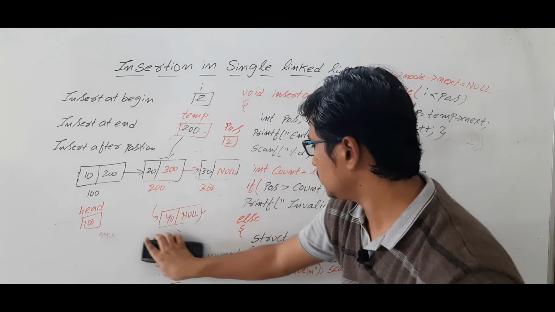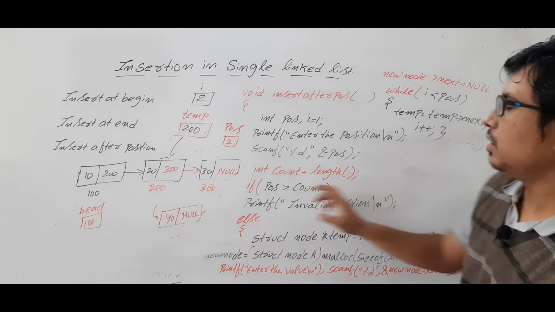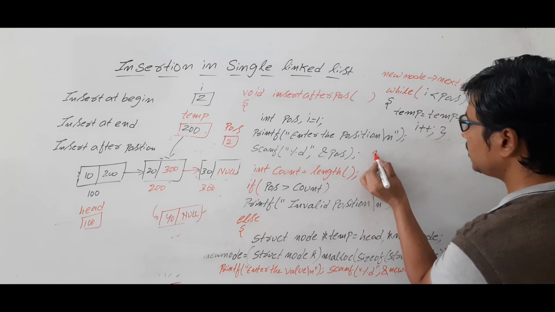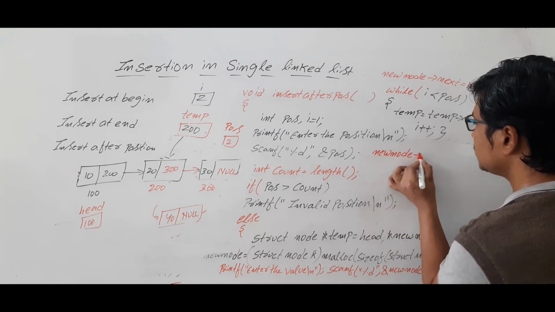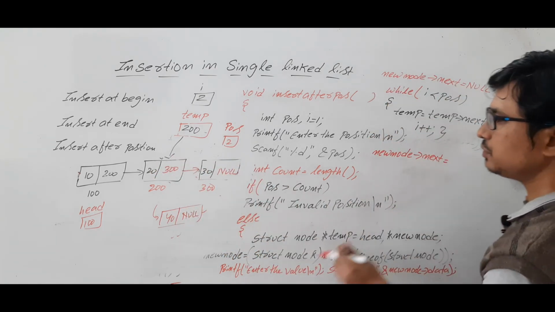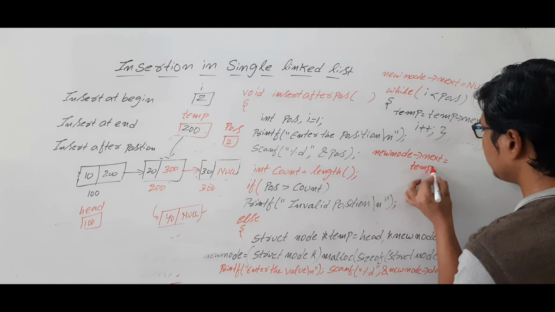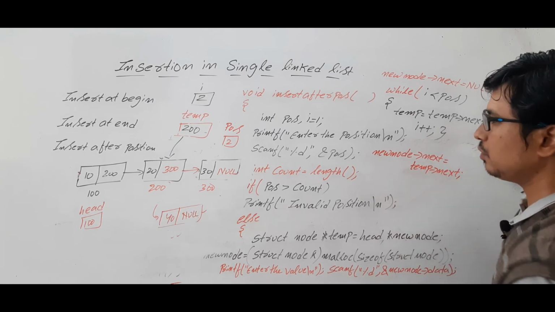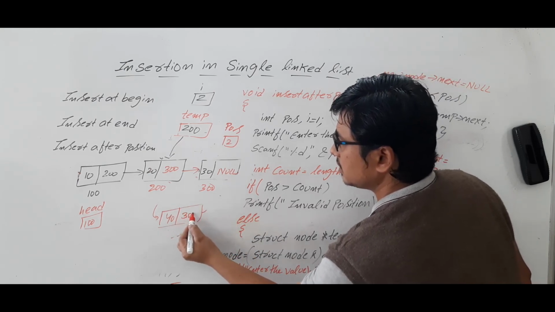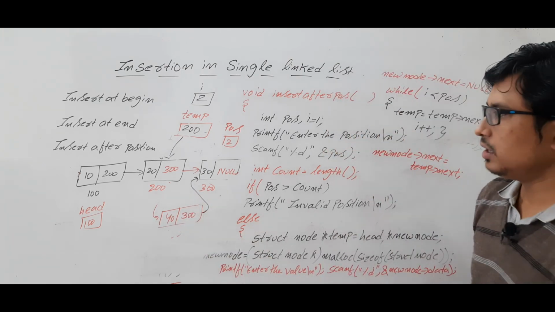Let me write what you need to do here, because there is a space issue, so let me use this space. The first thing you need to do is write newnode->next = temp->next. What is temp of next? It consists of 300. That 300 you are writing here. If you are writing like this, this node is pointing to this node. Is it clear?